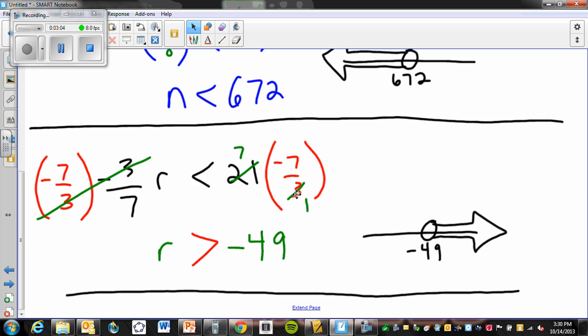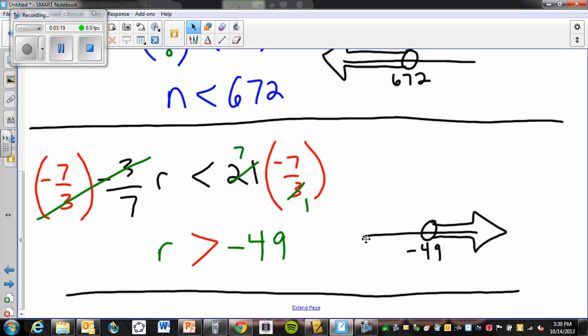21 divided by 3 is just 7 over 1. So we'll cancel those out. And 7 times negative 7 is negative 49. But remember, when we're working with these negative numbers, we have to flip the direction of the sign.